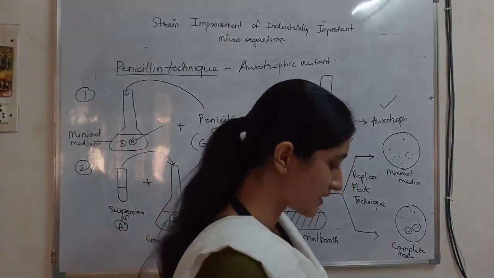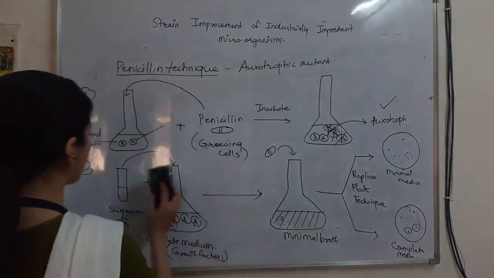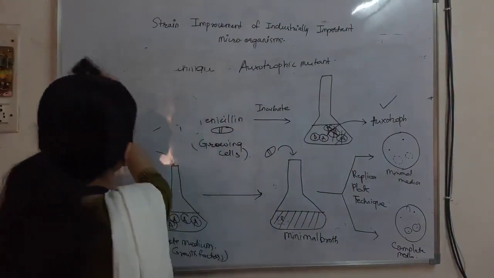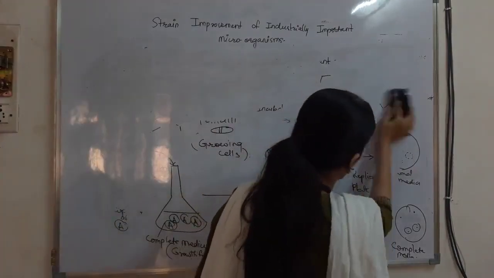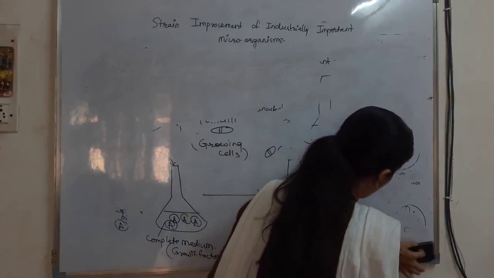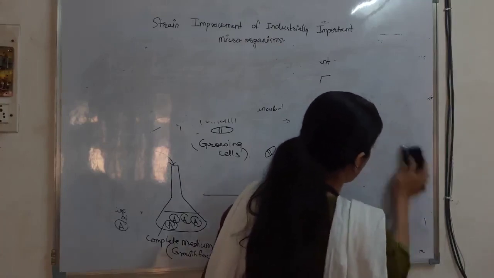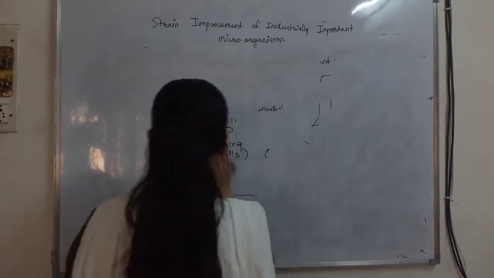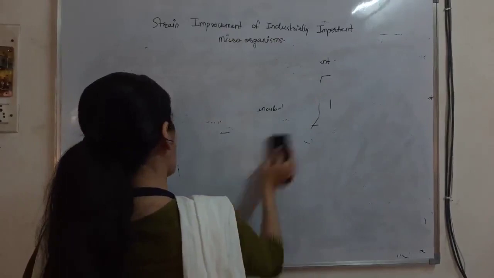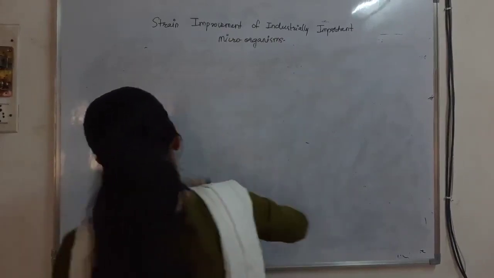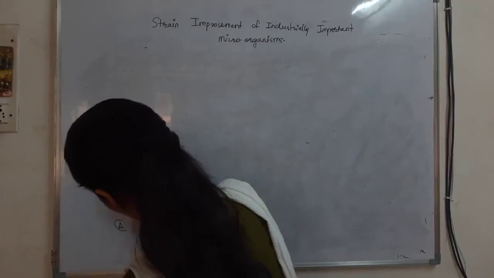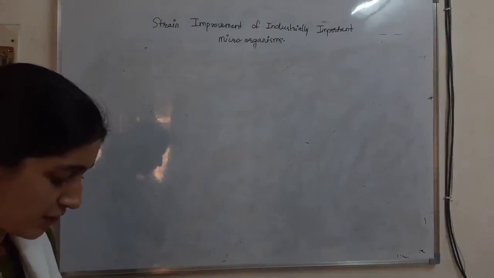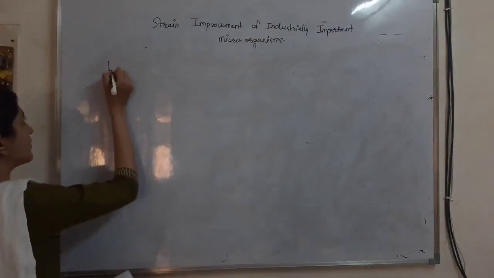Then the second technique is genetic recombination. That was strain improvement by mutation. Now we are going to see strain improvement by genetic recombination, which is B.